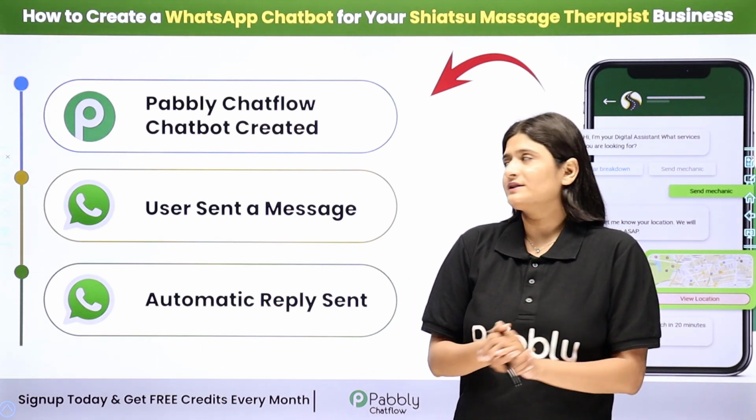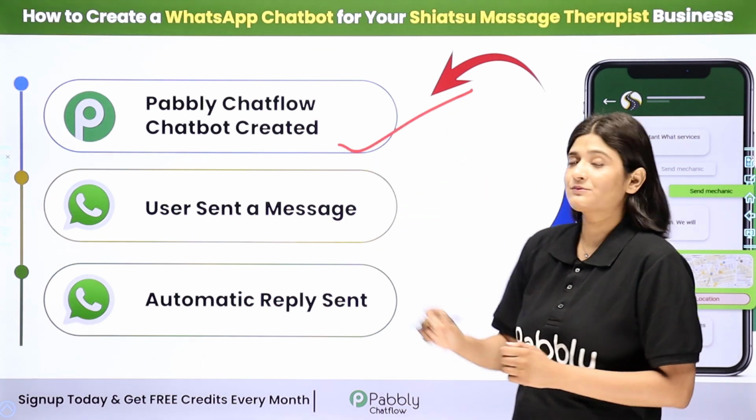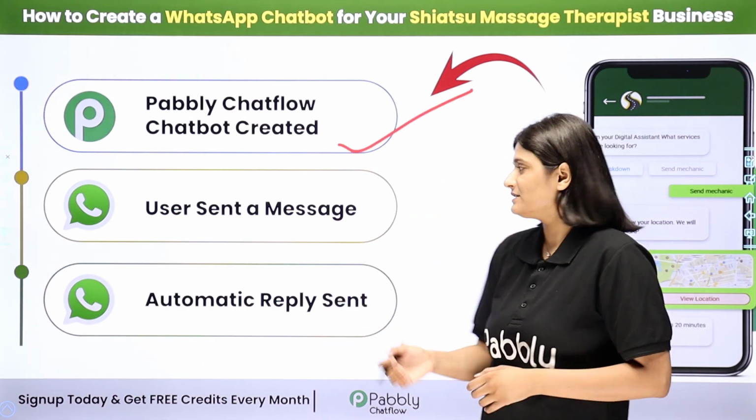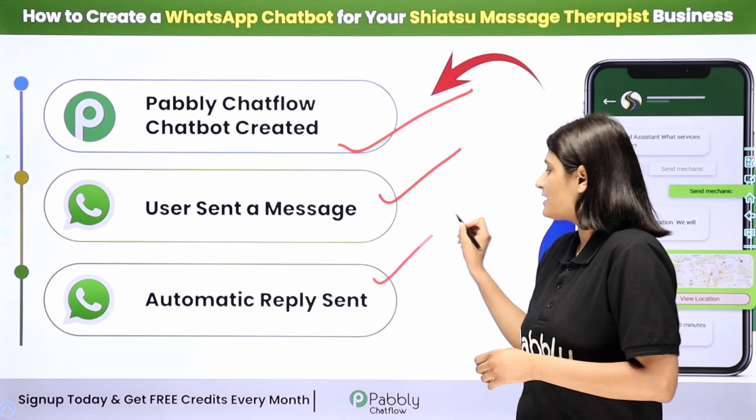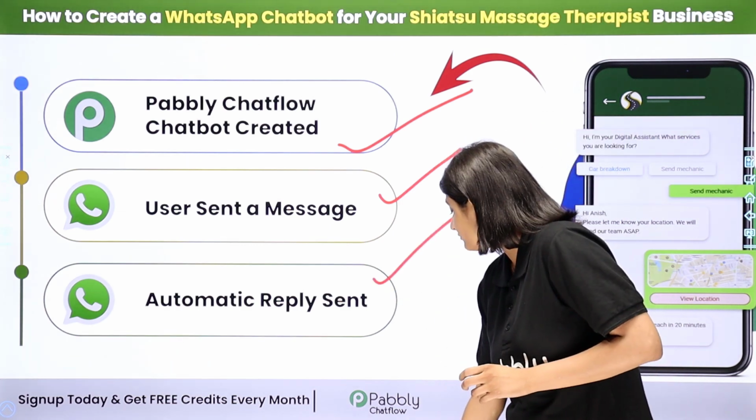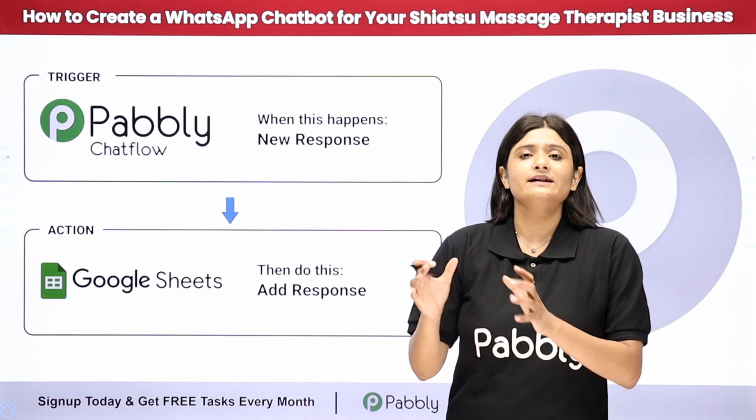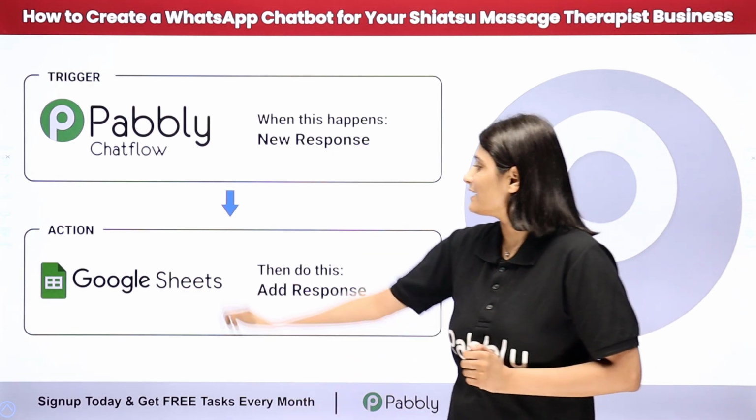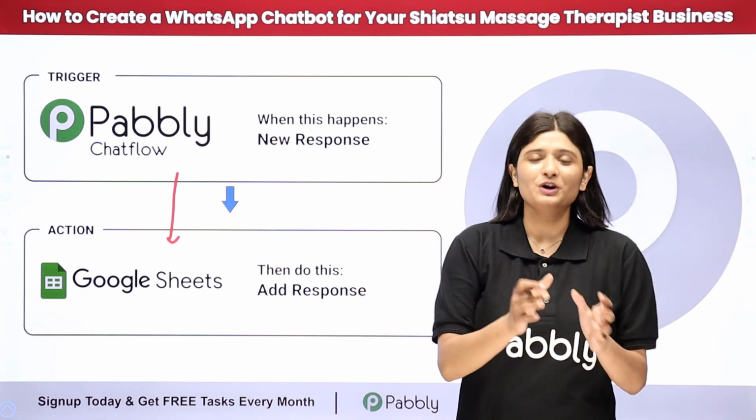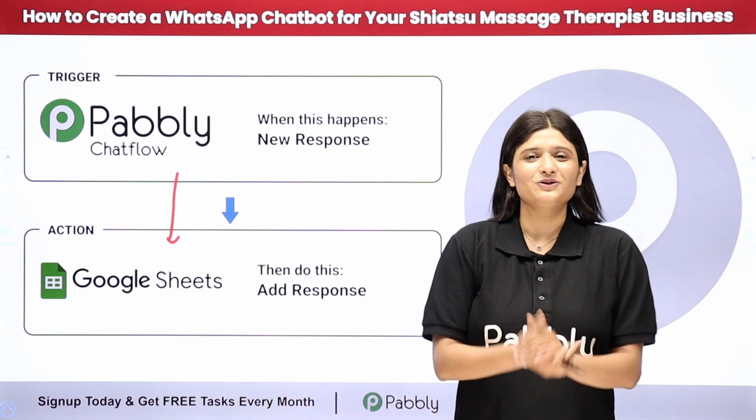With the help of this WhatsApp chatbot, when a user sends me a message, automatically the reply will be sent to that user. And with the help of this integration which I've created with the help of Pabbly Connect, all the details sent by the user will be automatically saved to my Google Sheets. Now, if you want to learn the step-by-step process, then let me take you all to my screen.